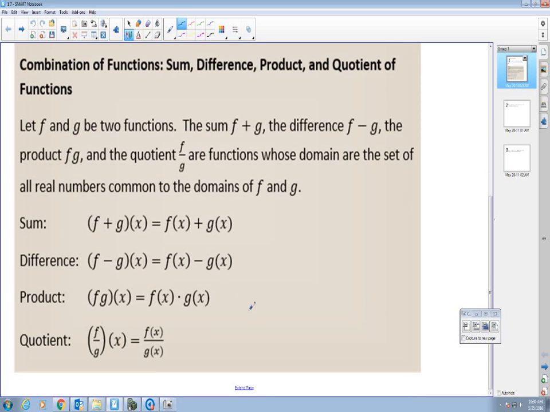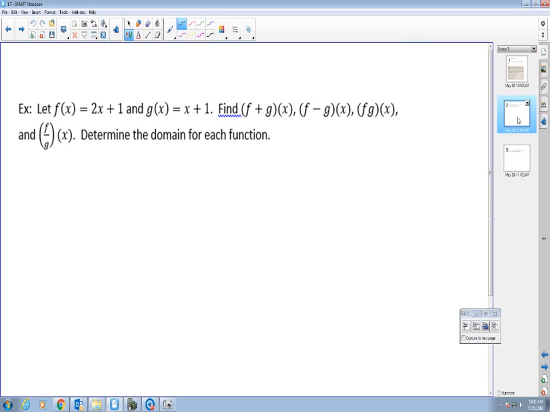So let's take a look at some examples of how we're going to do the operations on the two functions. For example, if I have a linear function 2x plus 1, and another linear function x plus 1, let us see how we're going to add them up.